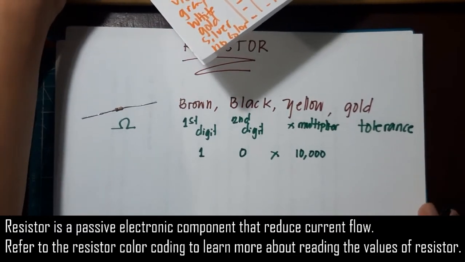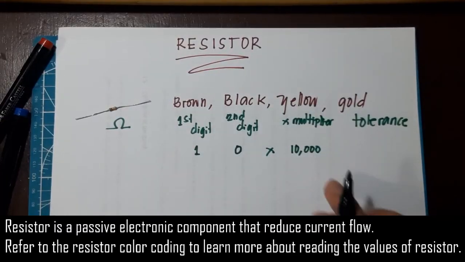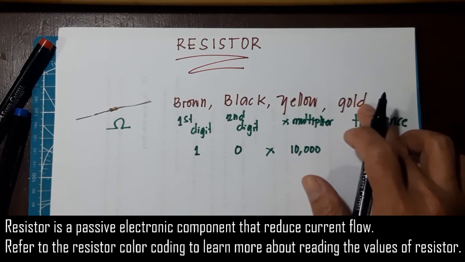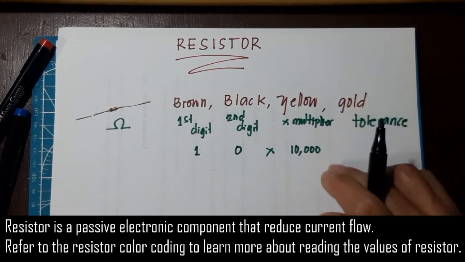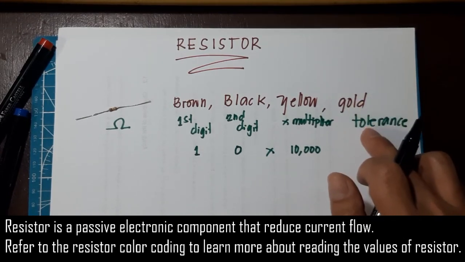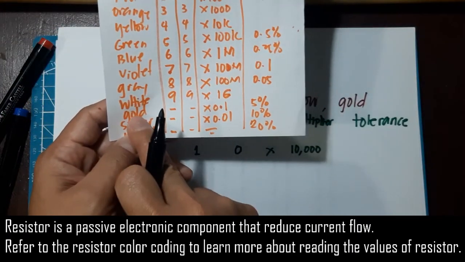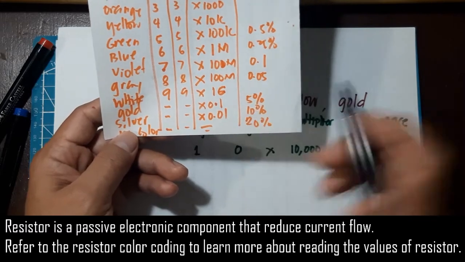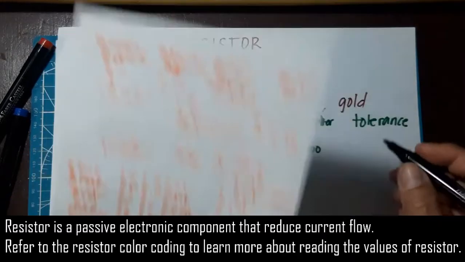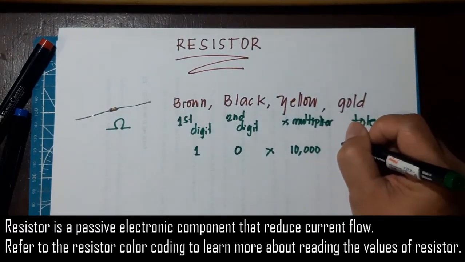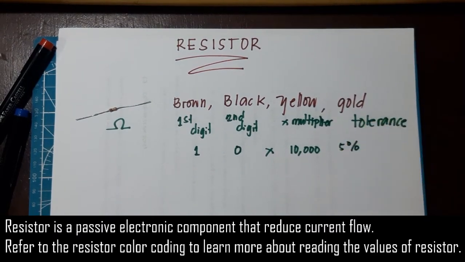Alright, and then this one, which is gold, your last color, is the tolerance. The tolerance for gold is 5%.